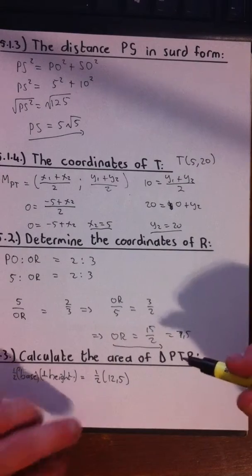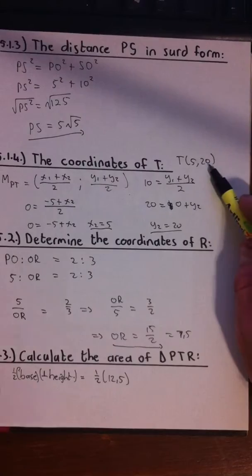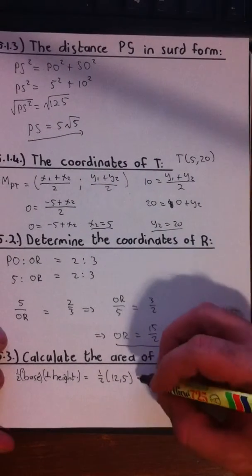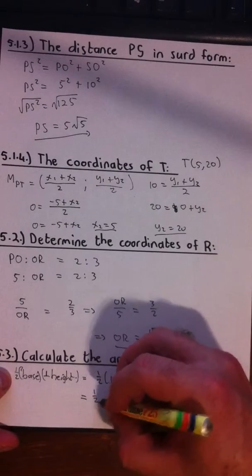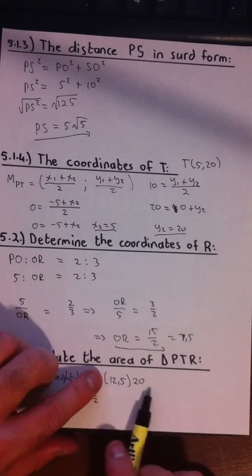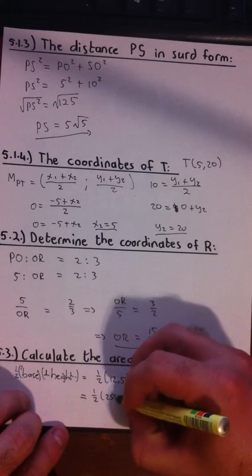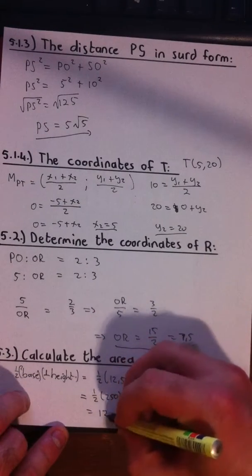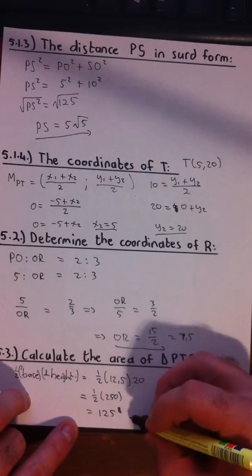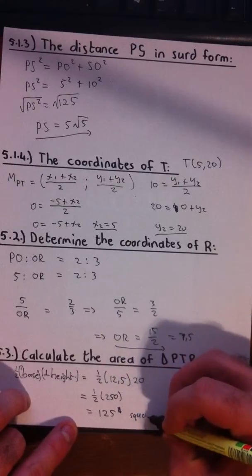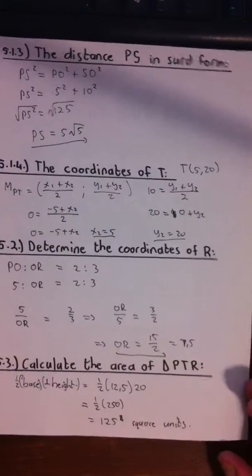And the height, we said, is the y value at T. The y value at T is 20. So that'll be our height. That is equal to a half times 12.5 times 20, which is equal to 250 over 2. So half times 250 will leave us with a final answer of 125 square units. Square units. Again, that's it for question 5.